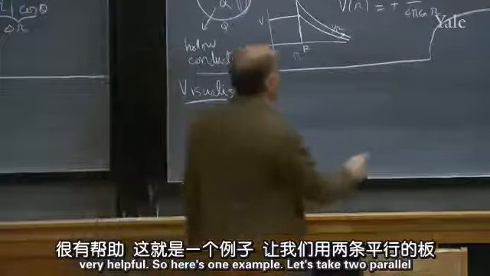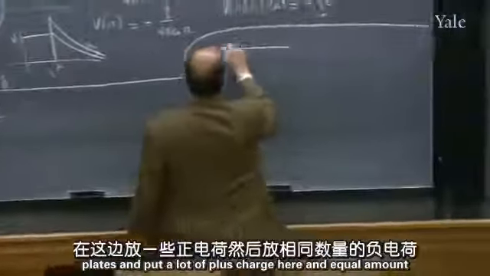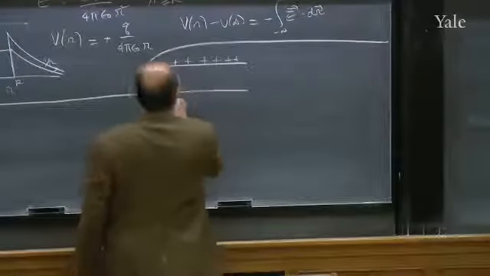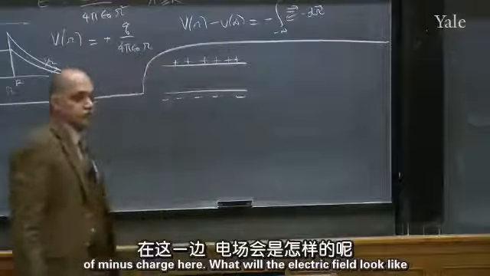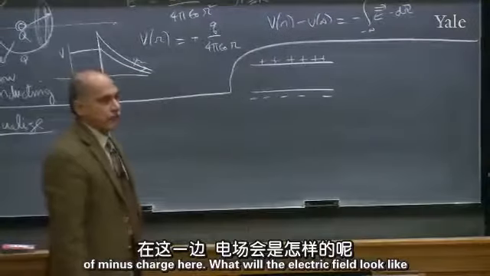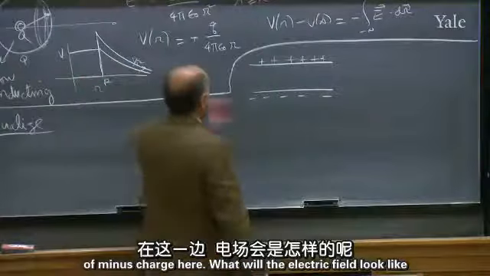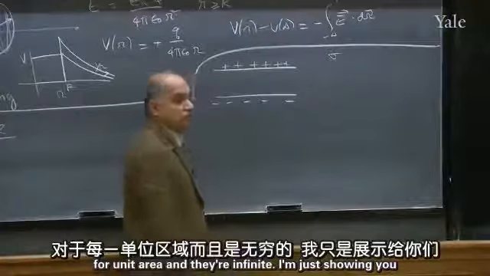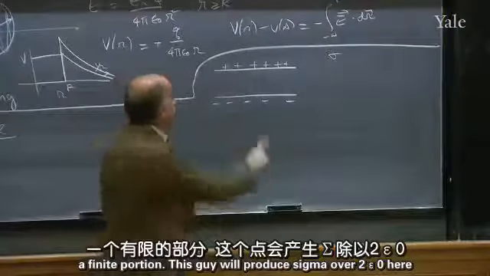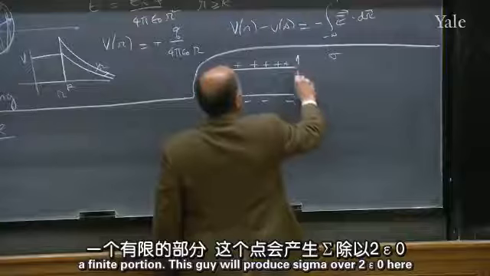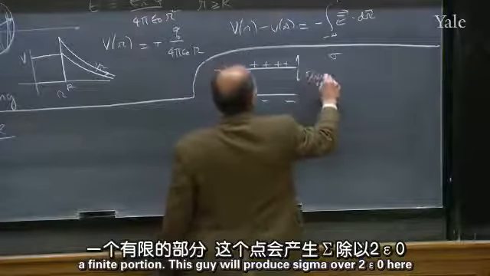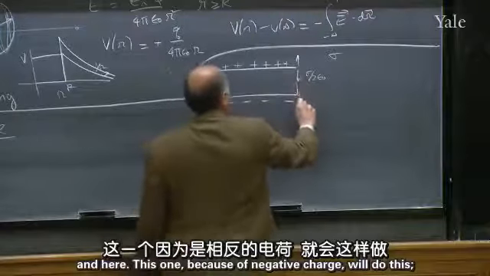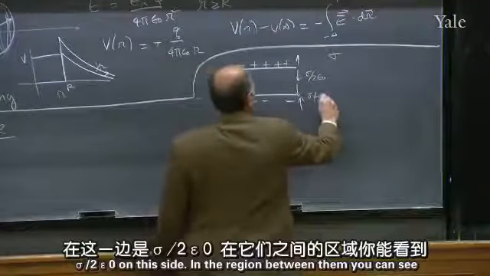So here's one example. Let's take two parallel plates, put a lot of plus charge here, an equal amount of minus charge here. What will the electric field look like in this region? Let's say both have the same density sigma per unit area and they're infinite. I'm just showing you a finite portion. This guy will produce sigma over 2 epsilon 0 here and here. This one, because it's negative charge, will do this, sigma over 2 epsilon 0 on this side.